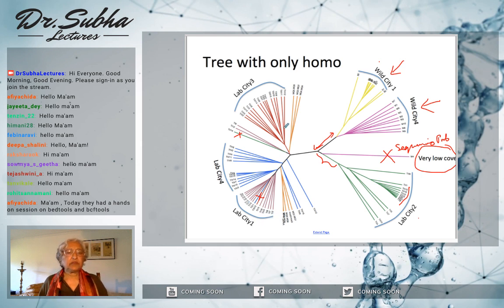So you see, what this vertical distance tells you is how far apart each clade is from each other. So obviously lab CT3, CT4 and CT1 are much closer to each other than CT2, wild, CT1 and CT4. That much is clear in this. But we have used here only the homozygous alternate.